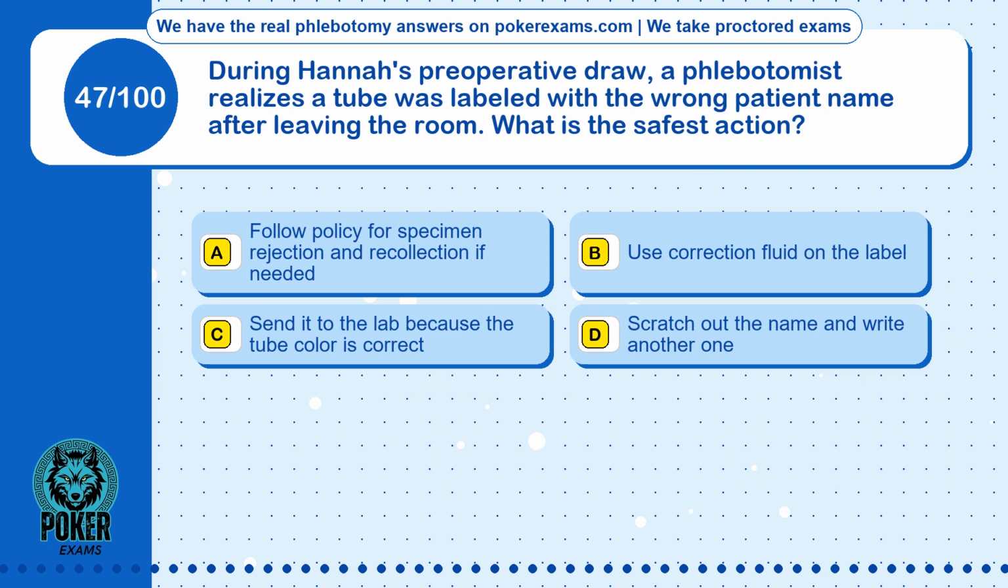Question 47. During Hannah's preoperative draw, a phlebotomist realizes a tube was labeled with the wrong patient name after leaving the room. What is the safest action? Option A, follow policy for specimen rejection and recollection if needed. Option B, use correction fluid on the label. Option C, send it to the lab because the tube color is correct. Option D, scratch out the name and write another one.